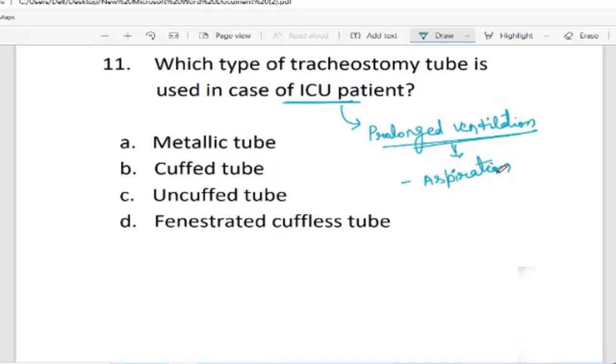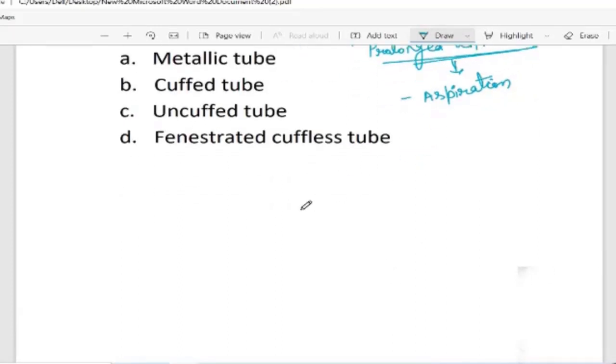Chances of aspiration increase if we put the endotracheal tube. So the saliva and oral cavity bacteria can go through this endotracheal tube into the lungs and produce pneumonia. So what we need to do is prevent the aspiration. So in the ICU setting, which tube is preferred?